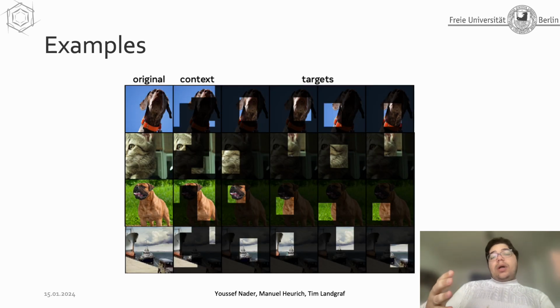Here are some examples of how the images would look during training. You have the original images, and you sample a certain context, which is usually bigger than the targets. Then you sample a set of targets that we're going to try to predict. Each target represents some feature that we're trying to learn, and we're trying to maximize the amount of information that we learn from the image.